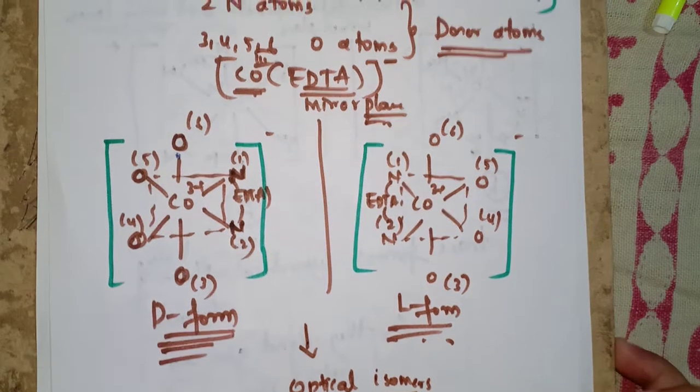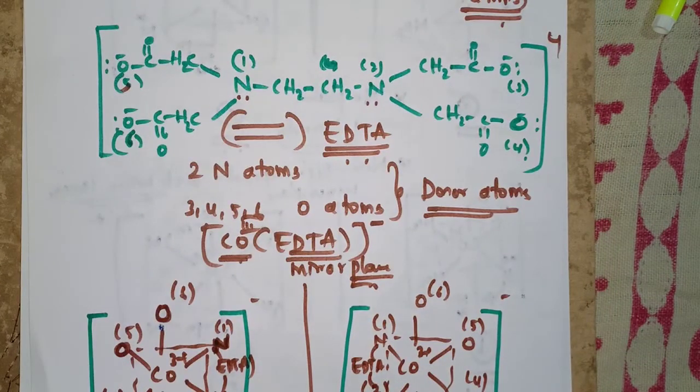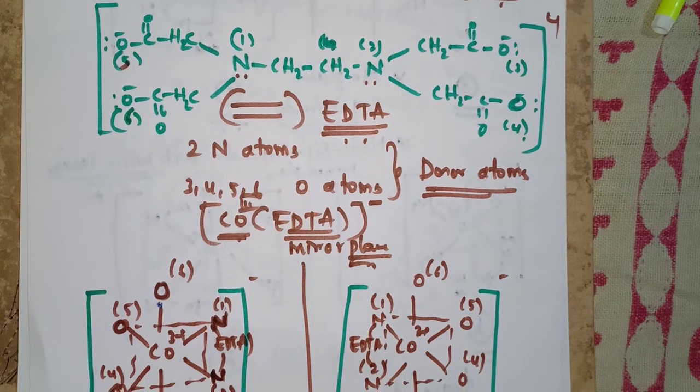This is about the octahedral complexes containing polydentate ligand. I have taken the example of EDTA and the complex is Co-EDTA minus. It will show a D form and an L form. These are the optical isomers of the polydentate ligand, which has many donor atoms. Now we shall move on to the last complex.